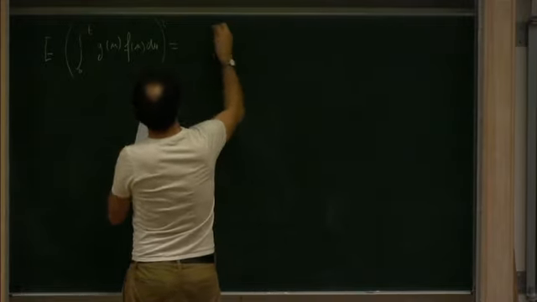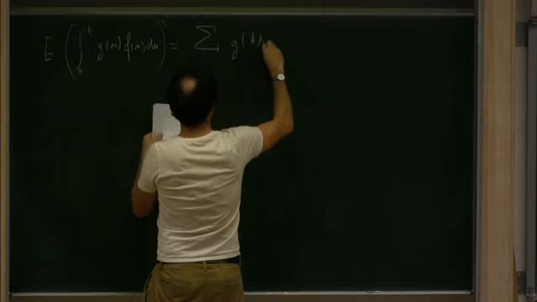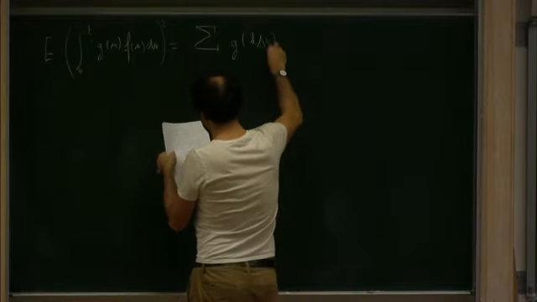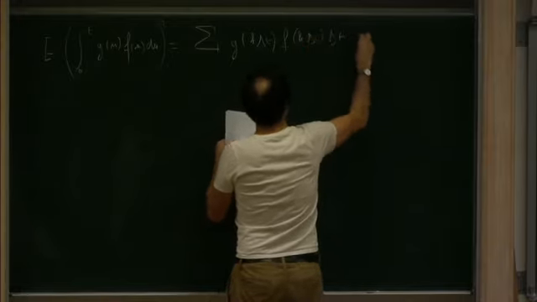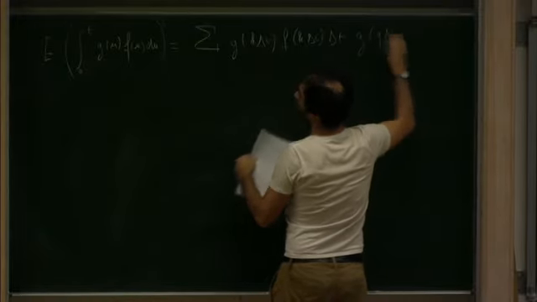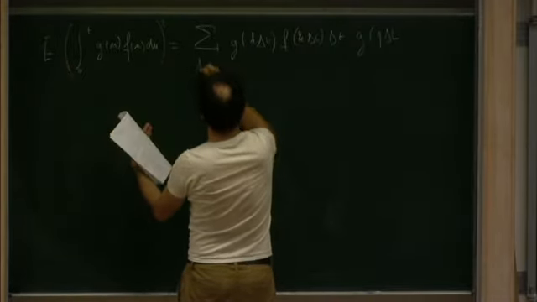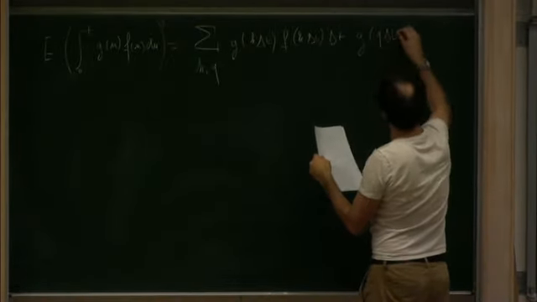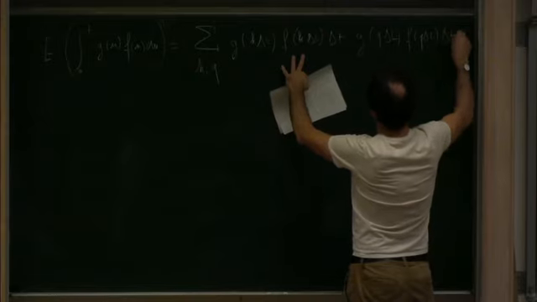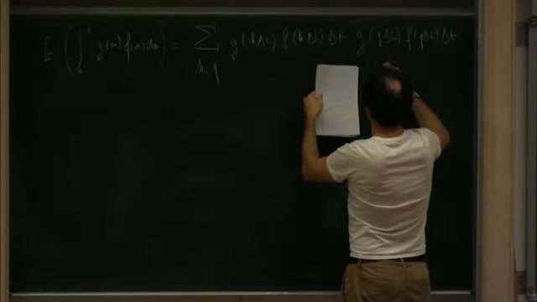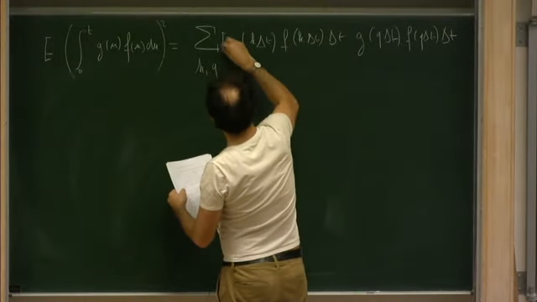For example, you can look at this as an approximation by the sum of g(k delta t) f(k delta t) multiplied by delta t, multiplied by g(q delta t) f(q delta t) multiplied by delta t. Something squared is twice the same, so I sum over k and over q. And we have to take the expectation of all of this.